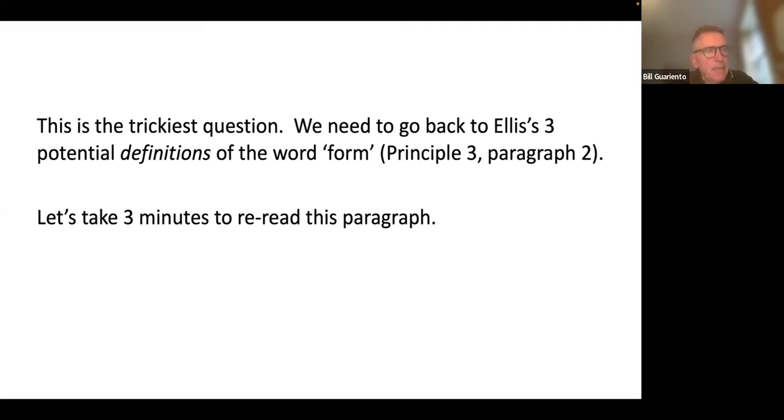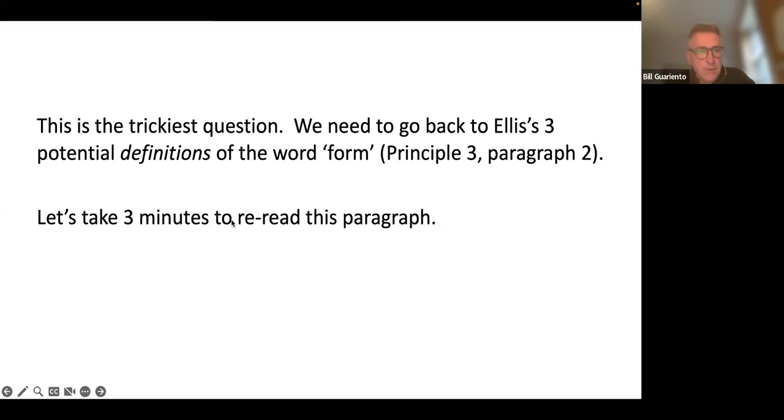Amal, you're right, but it's a tricky question. So, I think we need to go a little bit deeper into it. And we need to go back to something that Ellis wrote when he was defining. We've talked about 3 different ways to teach form. But what makes this more complicated is that Ellis also gives 3 different definitions of the word form.